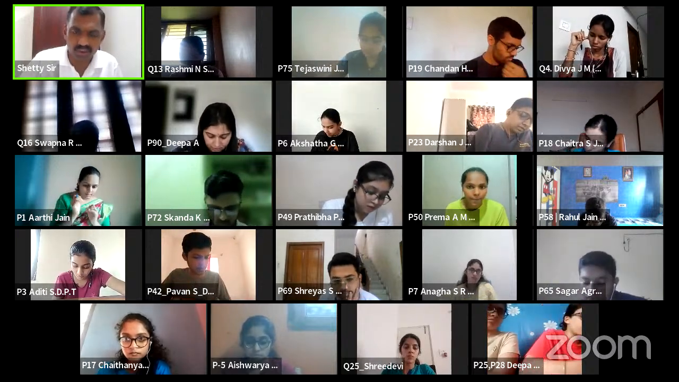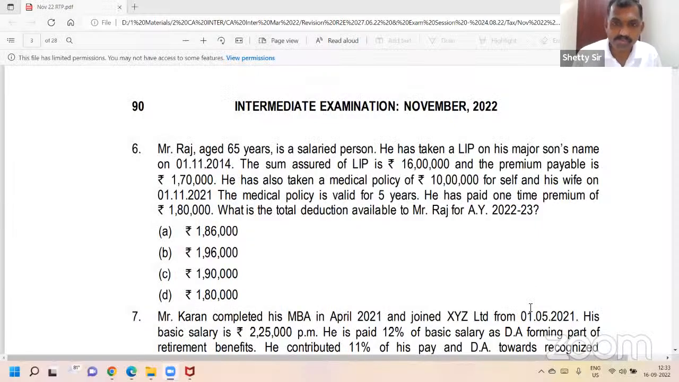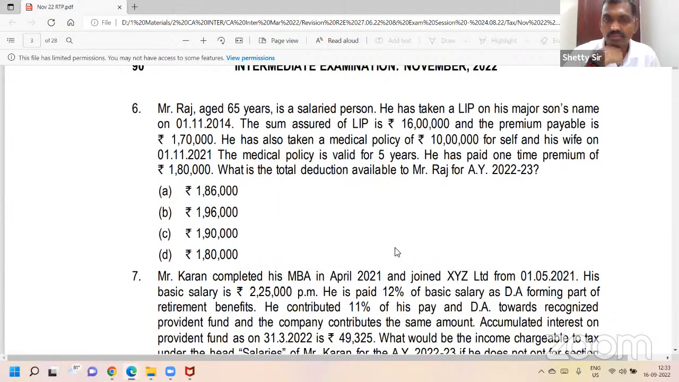This is one more question. He has also taken a medical policy of 10 lakh for self and his wife on 1/11/2021. So what is his age? 65 years. So 80D is 50,000.